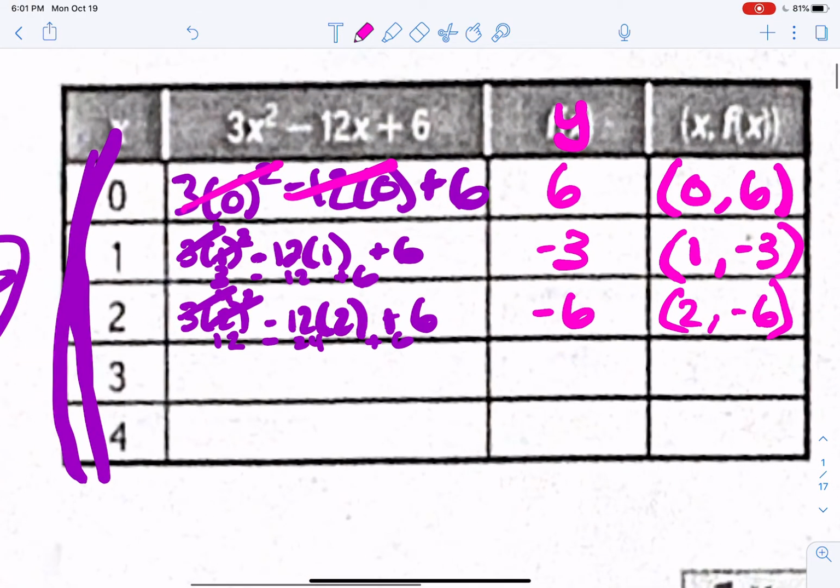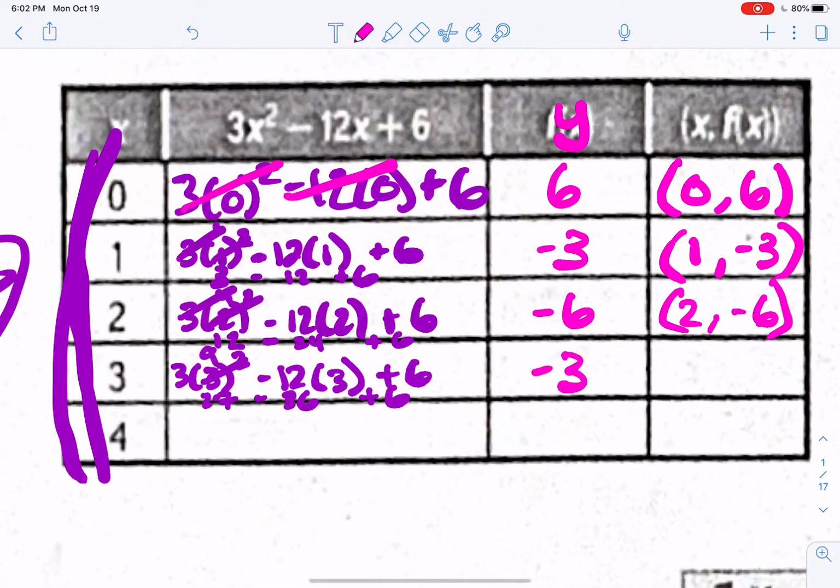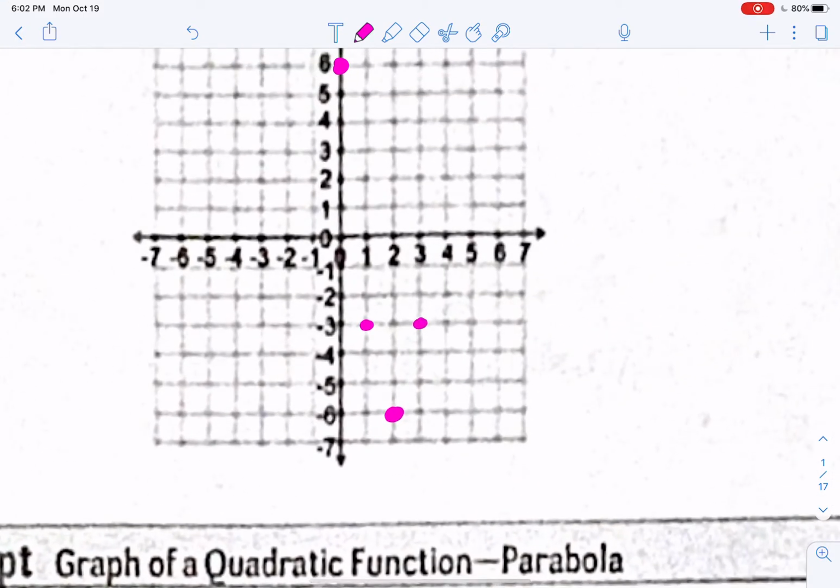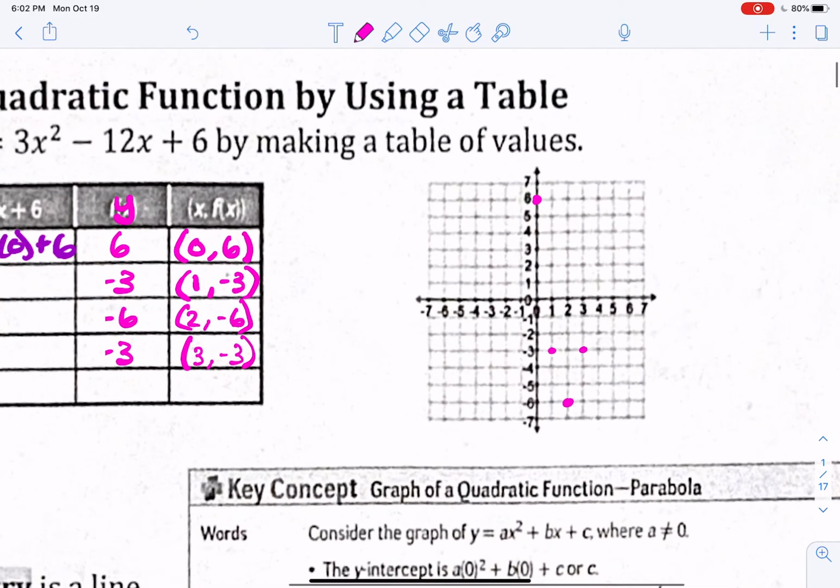Okay, 2 more. We've got 3 times 3 squared minus 12 times 3 plus 6. 3 squared is 9. 9 times 3 is 27. Holy cow. Minus 12 times 3 is 36, plus 6. Holy cow, 27 minus 36 is negative 9, I believe. Plus 6 is going to be negative 3. Yes, negative 3. Okay, so I have the point (3, -3). And then we can probably guess what the last point is.